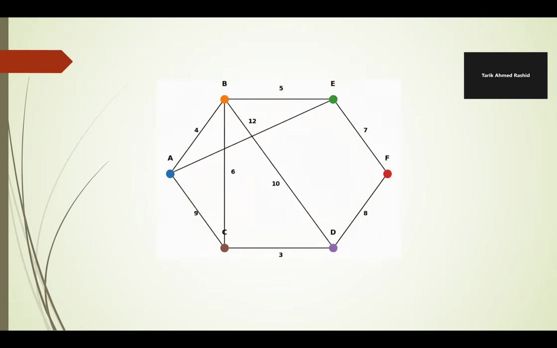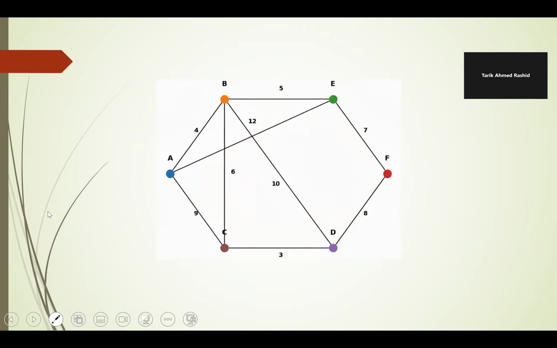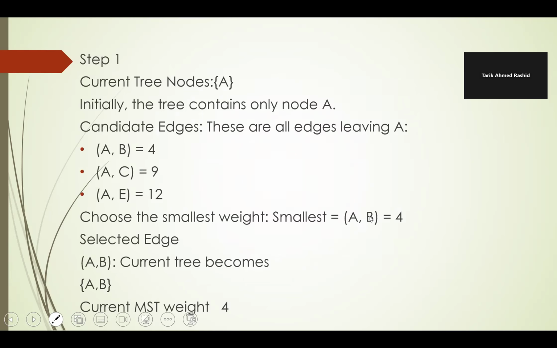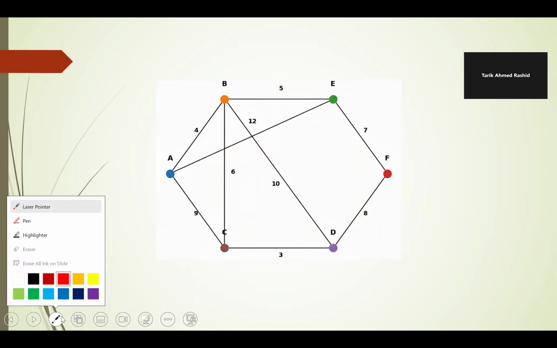So this is the diagram that we have. We have A to B, weight 4, B to E, weight 5, and E to F is 8, and so forth. Now, step one, current node. Let's say this is the start. We start from the start.